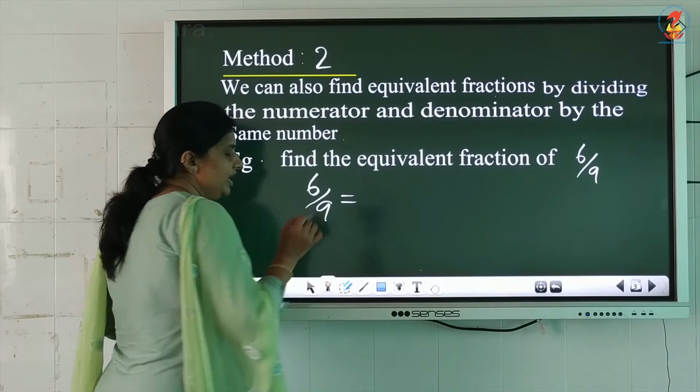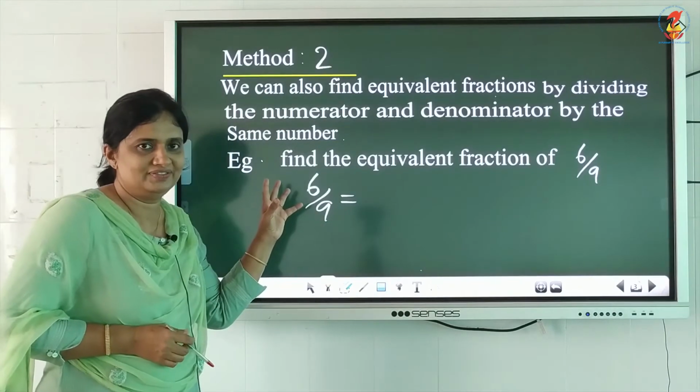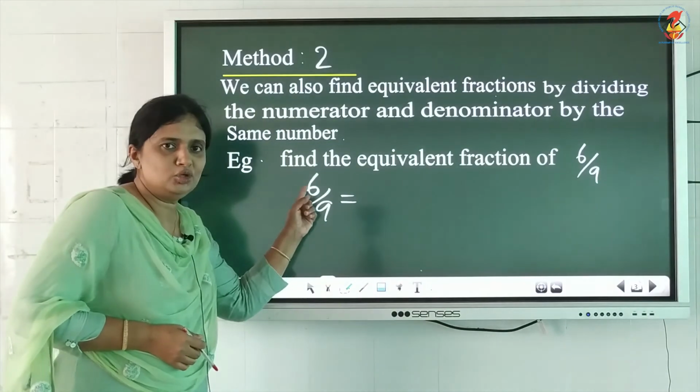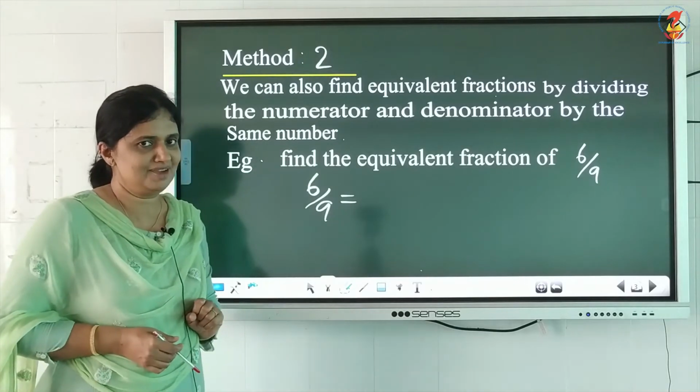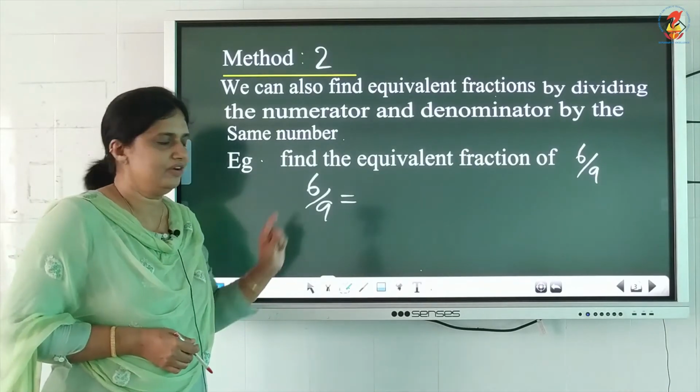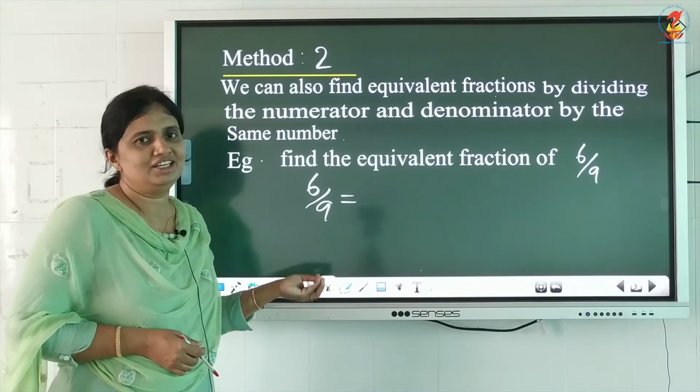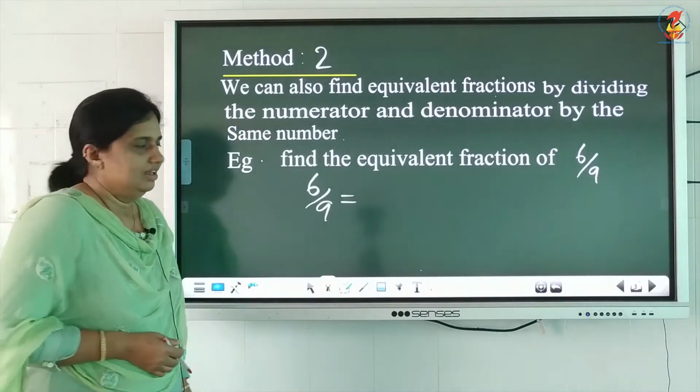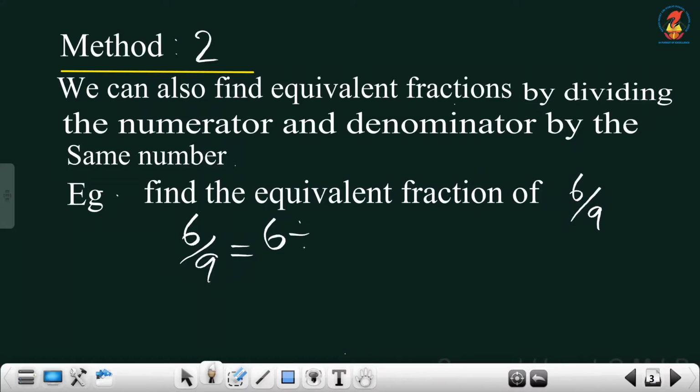You can divide by the common factor. Then only we can divide the numerator and denominator by the same number. Which one is the common factor? We can divide the numerator and denominator. 6 by 3, is it possible, children? 3. And 9 by 3 also. Answer is what? 2 by 3. This 2 by 3 is one of the equivalent fractions of 6 by 9.